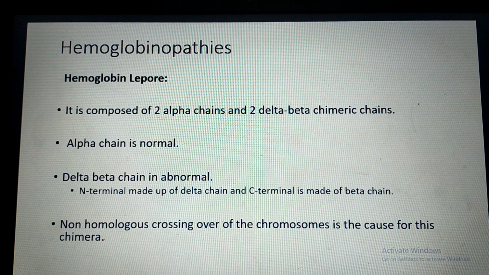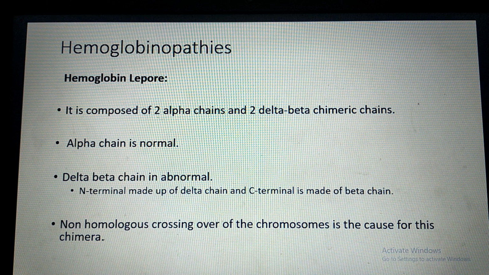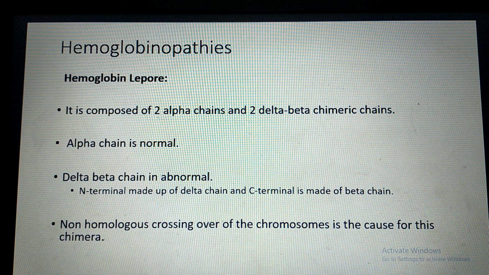After completing alpha thalassemia and beta thalassemia, I have told you about one more thalassemia. It is called hemoglobin Lepore. In this case, it is composed of 2 alpha chains and 2 delta beta chimeric chains. Normal hemoglobin is made up of 2 alpha chains and 2 beta chains. Here the alpha chains are normal, but instead of beta chains there are 2 delta beta chimeric chains. Now what is a delta beta chimeric chain? The delta beta chain is an abnormal chain. It is a long chain. On the N terminal it has the delta chain, and at the C terminal it has the beta chain. That means beta chain and delta chain combine to form delta beta chimeric chains.